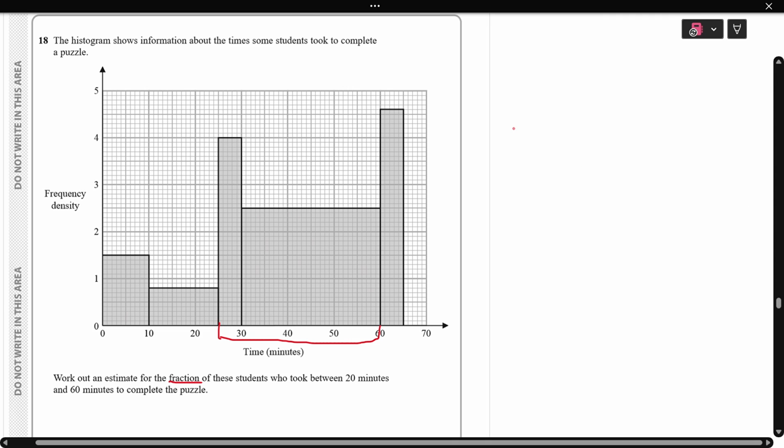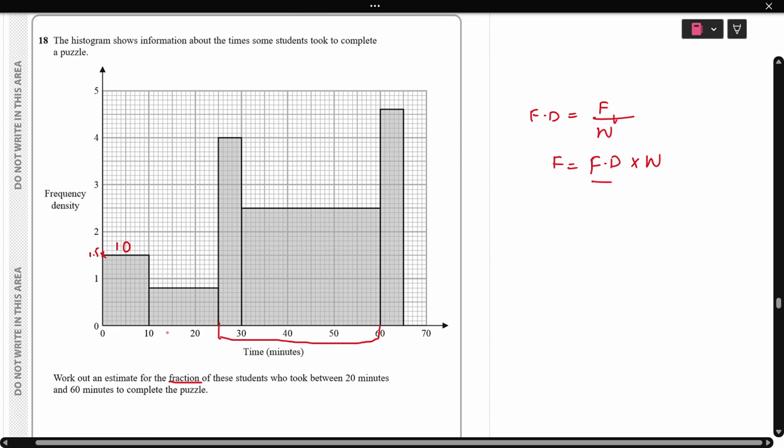Okay, so frequency density formula is frequency over the width. Here density is given and we need to find the frequency. Frequency equals frequency density times width. First we'll find out how many students there are in 0 to 10. The width is 10 and the density is 1.5. So 1.5 times 10 is 15 students.